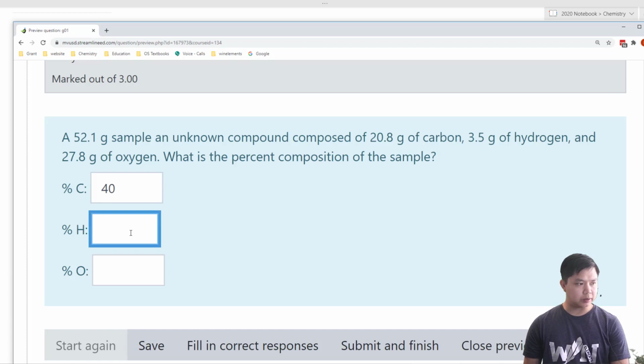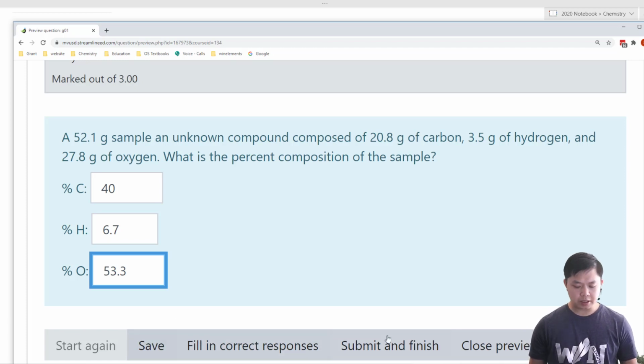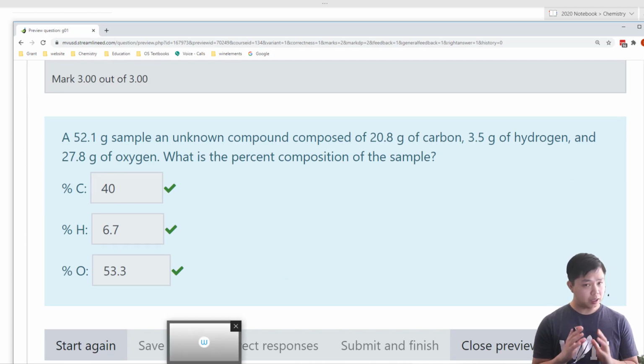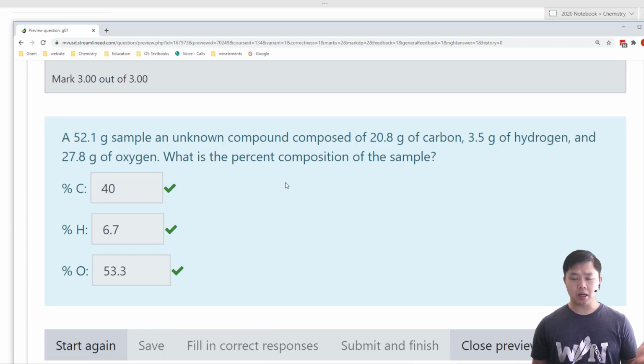Now let's go and check our answer. 40% here, okay? We have 6.7 here, then we have 53.3 here. So now let's submit. And there you go. So notice how this is the same percent as the one we just went over last time. So that means this is the same chemical formula or the same compound. So again, using percent composition, we can determine the identity of that particular chemical or compound by looking at if it's pure or not pure, okay?